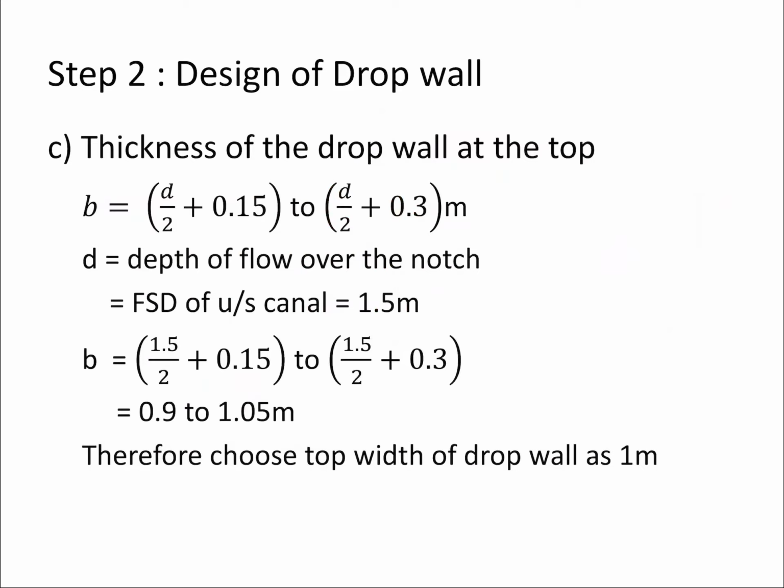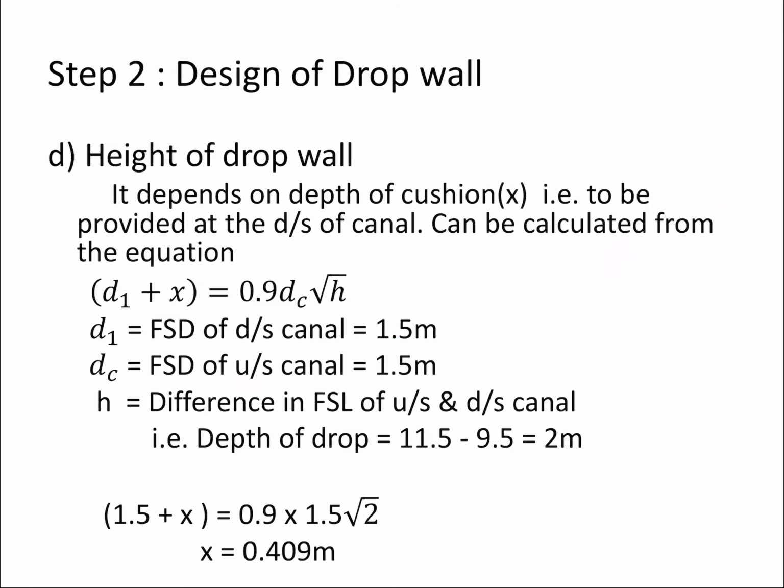Next, we want to fix the thickness of the drop wall. Thickness is the top width. So we have a condition. It should be taken between d/2 plus 0.15 to d/2 plus 0.3 meter, where d is the depth of the flow over the notch, which is taken as the upstream full supply depth, 1.5 meter. Substituting, we will get 0.9 to 1.05 meter. So we are taking 1 meter top width of the drop wall.